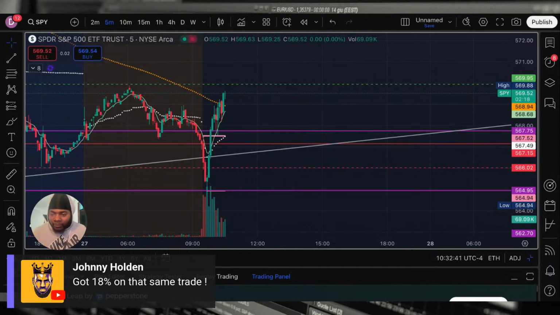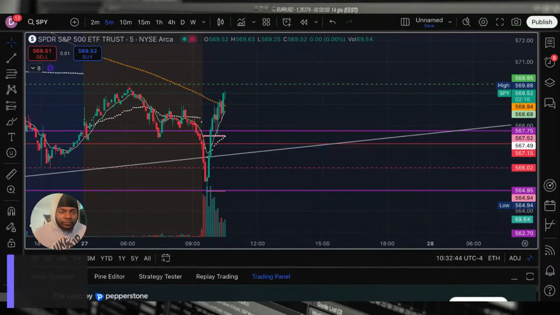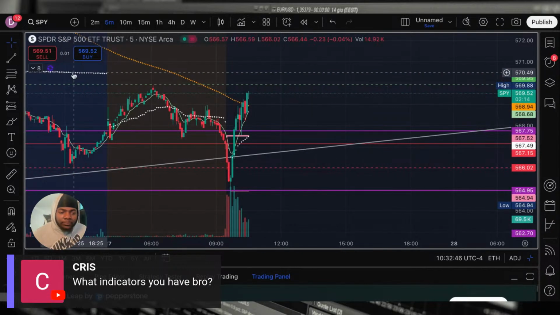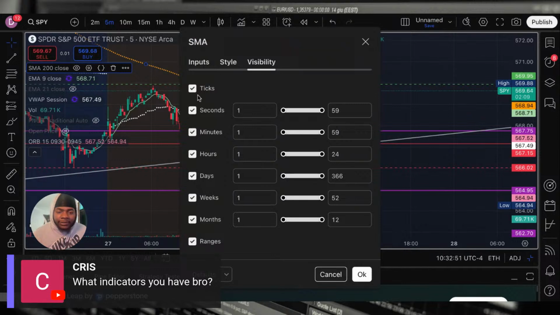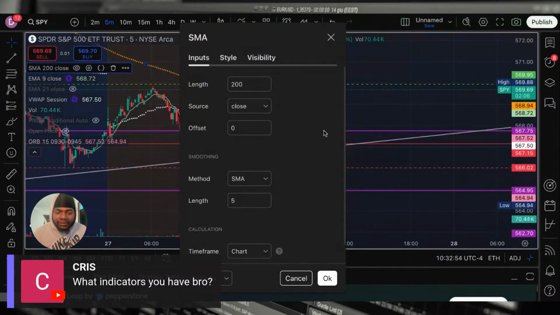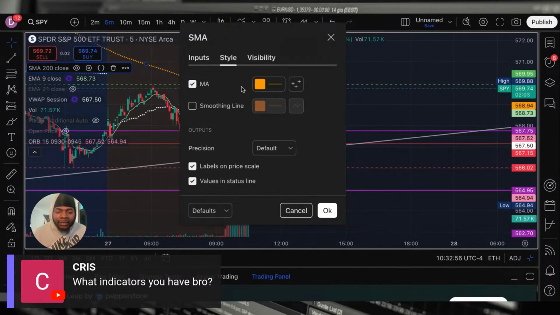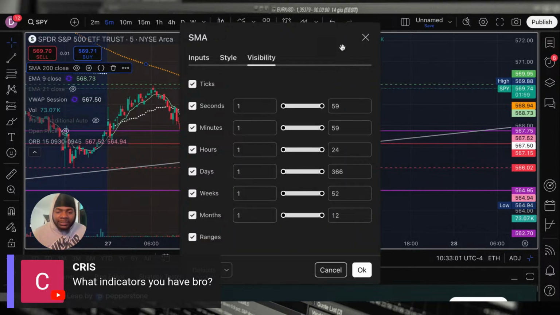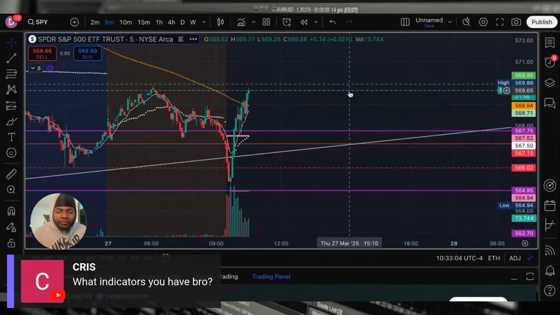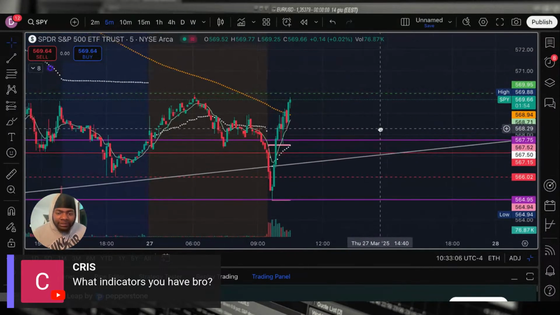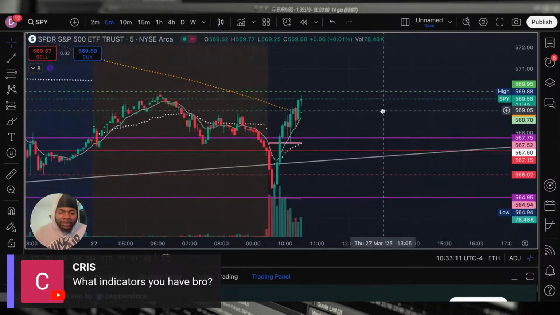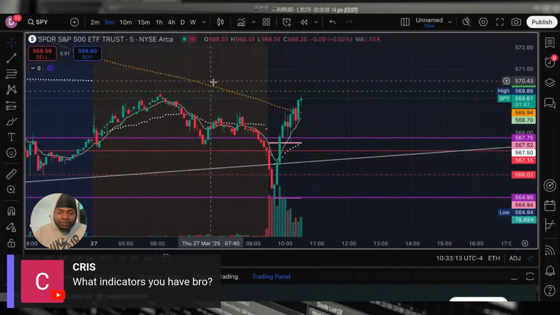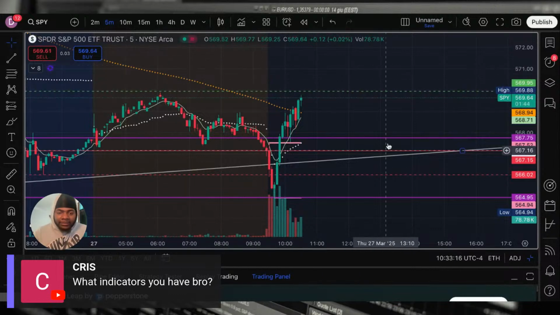All right. So yeah, that's the 200 moving average. That's right here. Here's my settings for the 200 moving average. Inputs, style. I like mine gold just so I can see it on the chart. The 200 moving average is basically the average of the last 200 candles. So if we tap that 200 moving average, we're gonna get a reaction off of that 200 moving average. That's it right there.